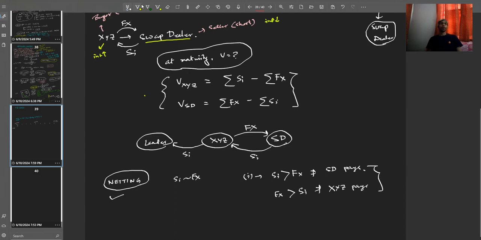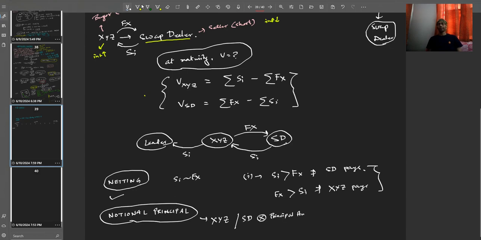Then there is another concept called notional principal. Now in our example, neither the company XYZ nor the swap dealer exchange any principal amount between them. But a principal amount was taken into consideration to calculate the fixed or the variable payments. Hence we say that there is a notional principal based on which a swap agreement happens. It is not exchanged between the parties, but it is taken into consideration while calculating the variable or the fixed payments. So this is what notional principal is.